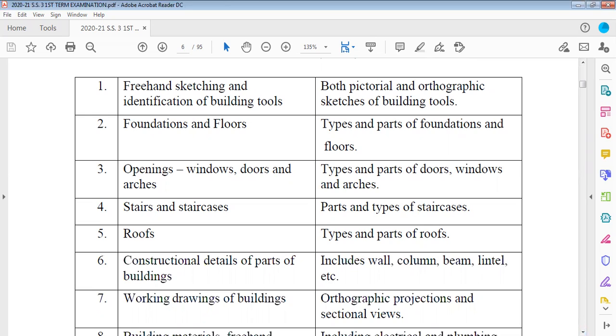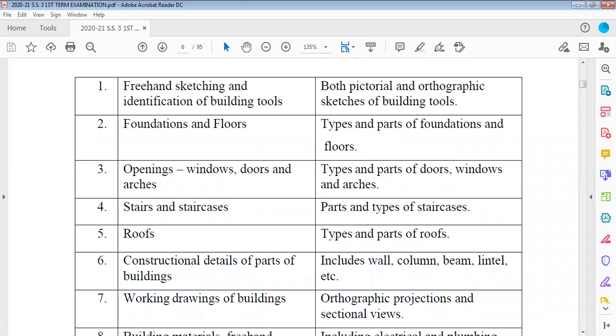And the next is stairs and staircases. Parts of stairs and staircases and types of staircases. You need to pay attention to that. Then roofs. Types and parts of roofs. Very, very important. So you need to learn everything that has to do with roofs, types of roofs, and also the parts of roofs. Study that very well. You should be able to identify each part.